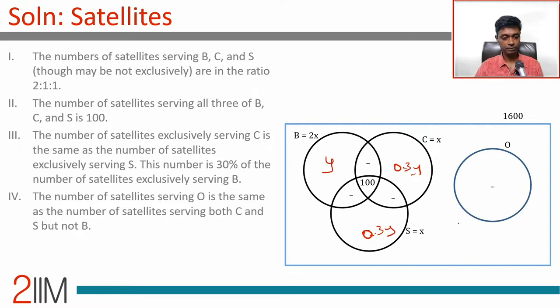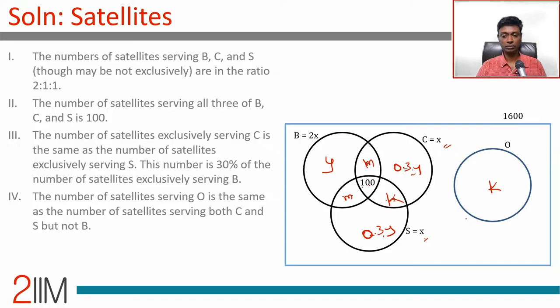This is 0.3Y. The number of satellites serving O is the same as the number of satellites serving both C and S, but not B. So this number, C and S but not B, is equal to this number. If we put this as some K, this will also be K. Now, the wonderful part here, there's 100, K and 0.3Y here, 100, K and 0.3Y here. C and S are symmetric. The numbers are identical. The total is also the same, or these two numbers should also be the same. We can write this as X minus K minus 100 minus 0.3Y, which is what I'm going to call M.